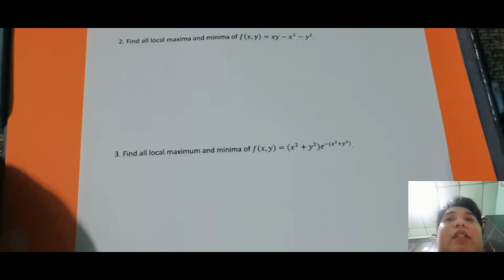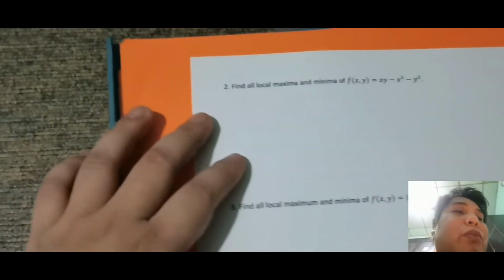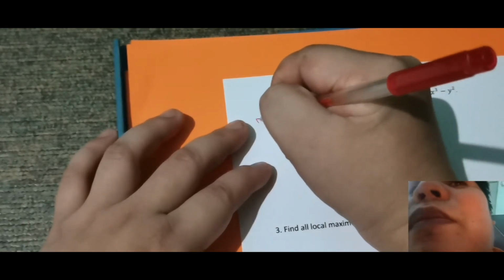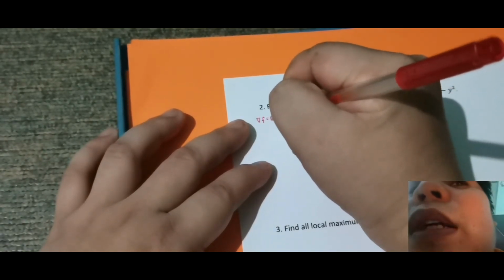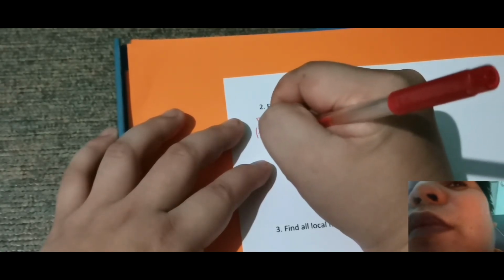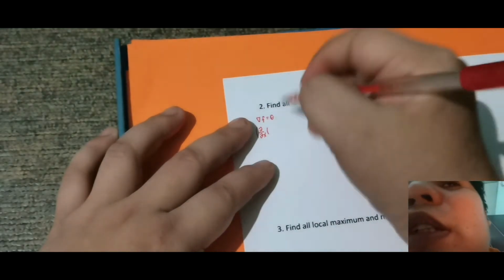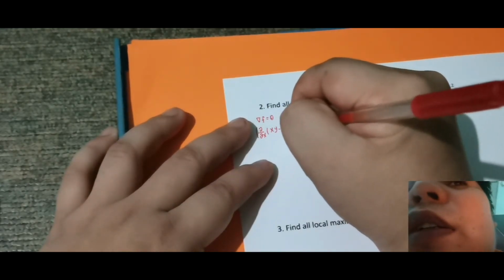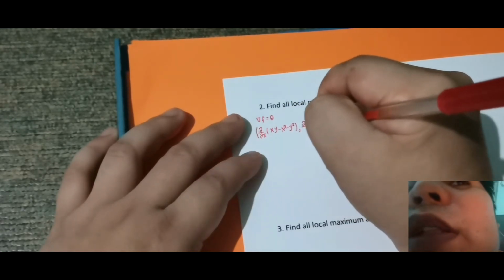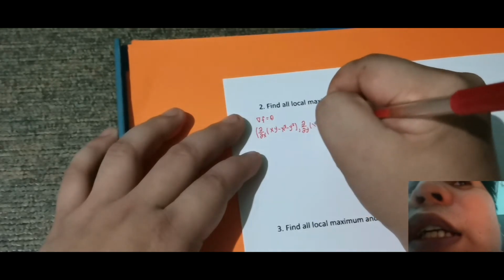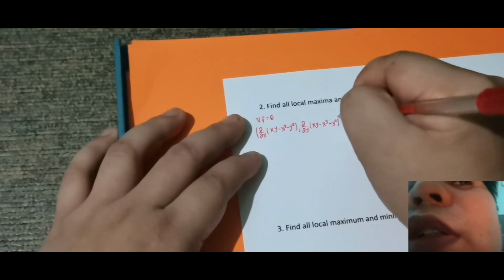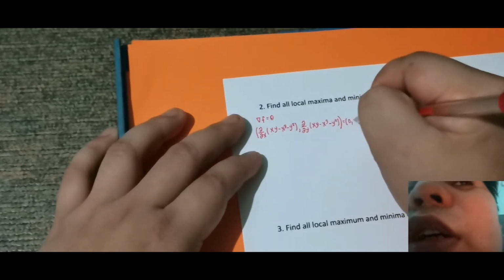Okay, so tama naman yung atin na solve. Okay, so ano yung gagawin? Siyempre, compute for the del of f which is equal to 0. So the del of f is equal to the 0 vector. So this is just equal sa partial derivative with respect sa x nung xy minus x cubed minus y squared, comma, partial derivative with respect sa y ng xy minus x cubed minus y squared, which is equal sa 0 vector, which is 0, 0.